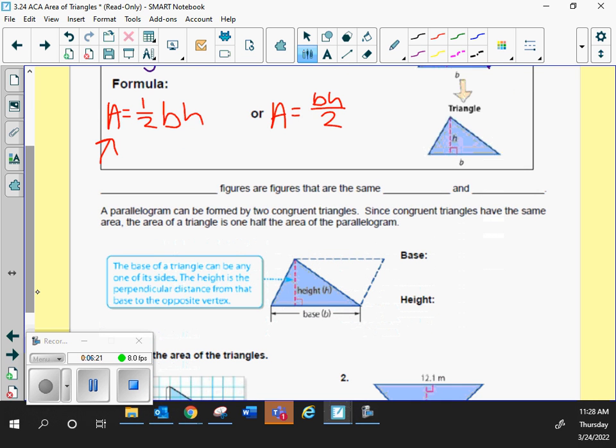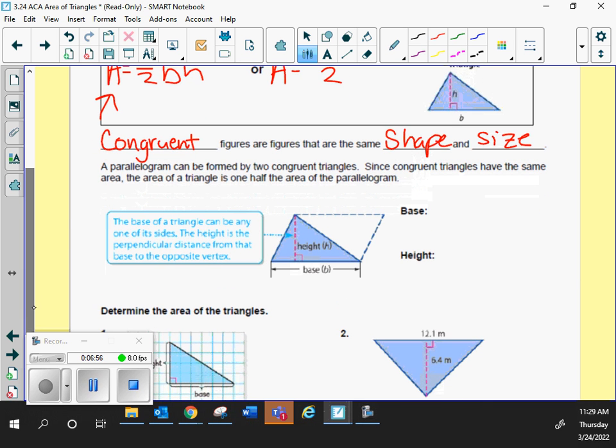All right. So blank figures are figures that are the same. Blank and blank. Congruent figures. Congruent figures, we say those are the same thing as equal figures, equal shapes. Congruent figures have the same base and height, shape and size. I'm going to put shape and size, because they would both have to be triangles. We say base and height. A triangle can have the same base and height as a rectangle, but not be congruent. Let's be a little bit specific.